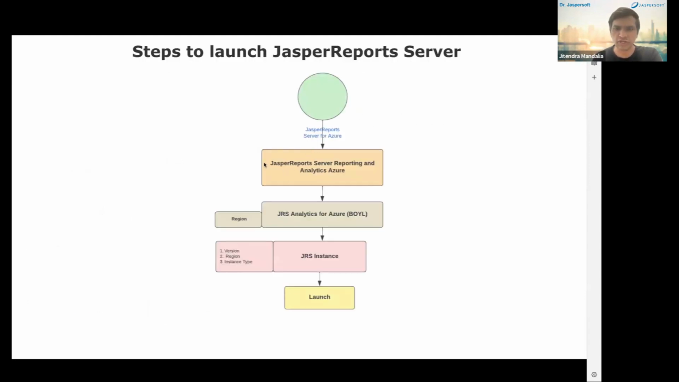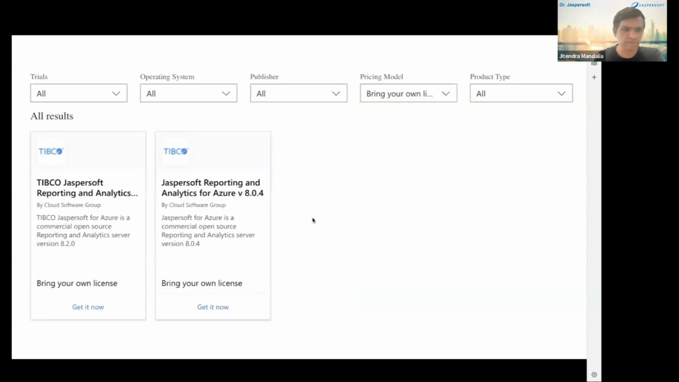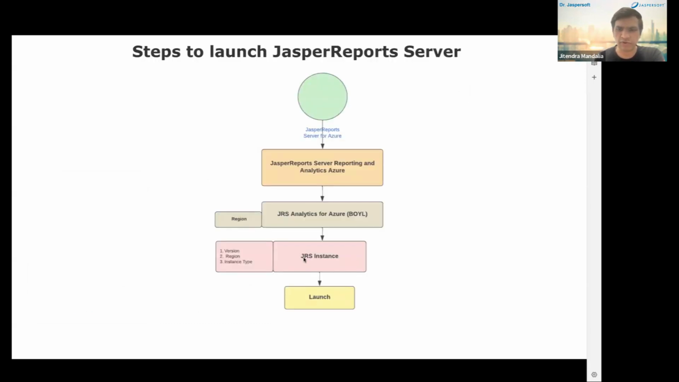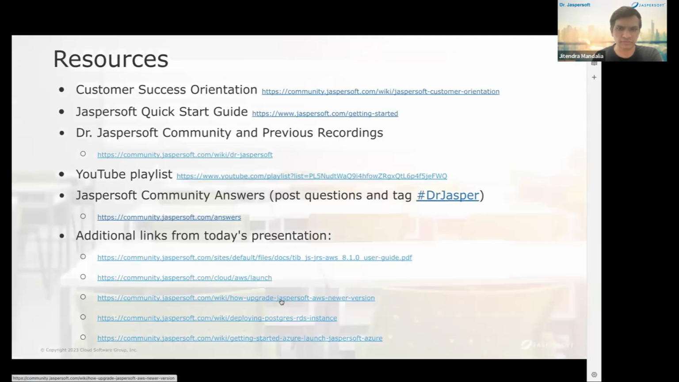Now, this is the workflow for that. Jasper Report Server, reporting, Azure Analytics, Azure. You choose the subscription out of the two options, and then you always go with bring your own license. There is no option other than BYOL on Azure. You choose your region, and one of the two subscriptions we have here, which is 8.0.4 or 8.2.0, only two versions available as of now. And then the JRS instance, you launch the instance, and that's where you have the instance running on Azure.